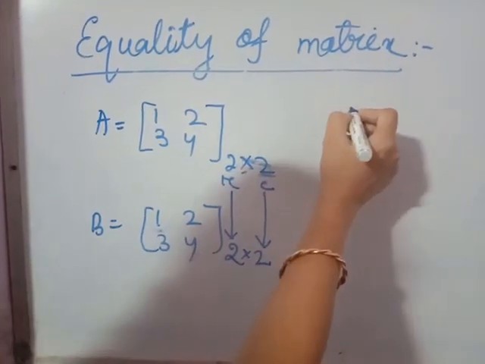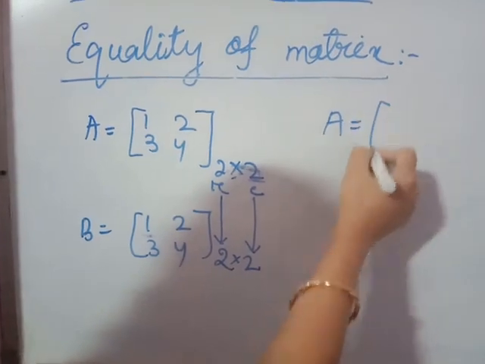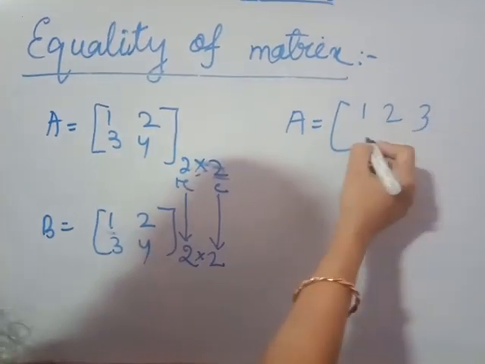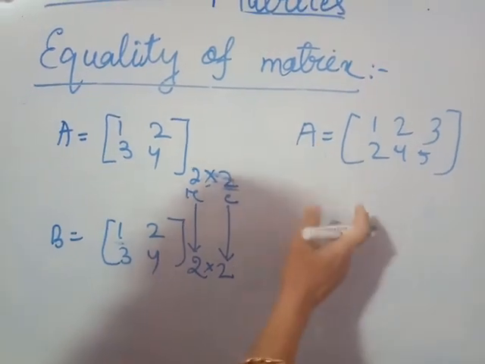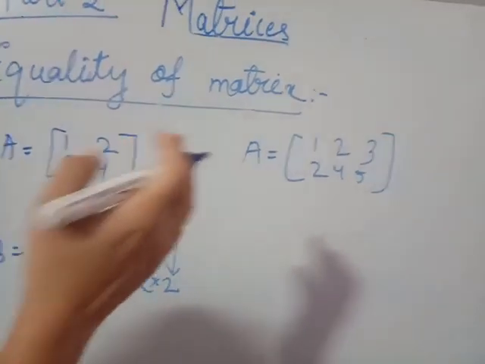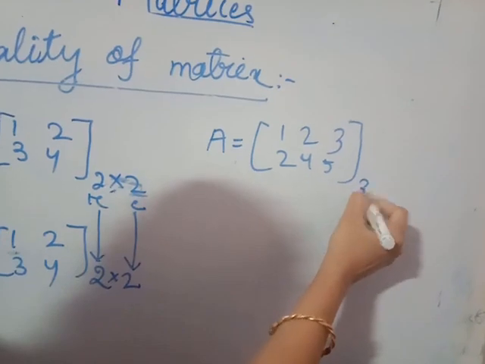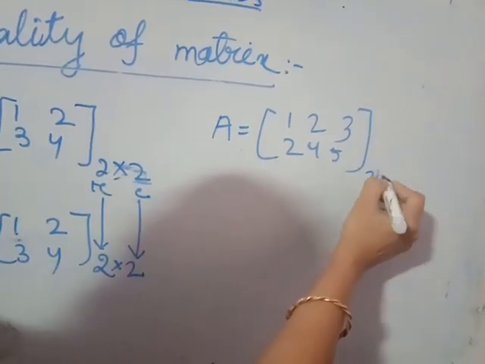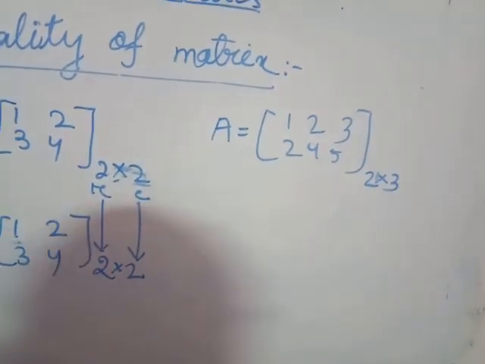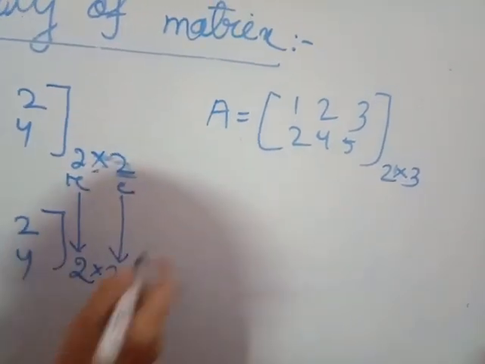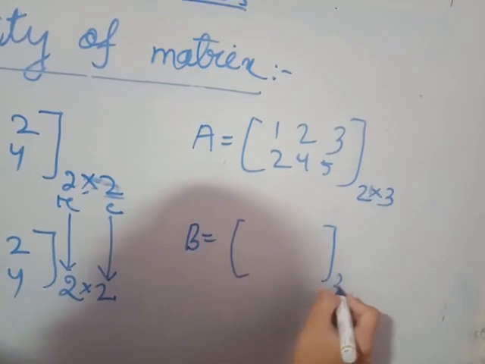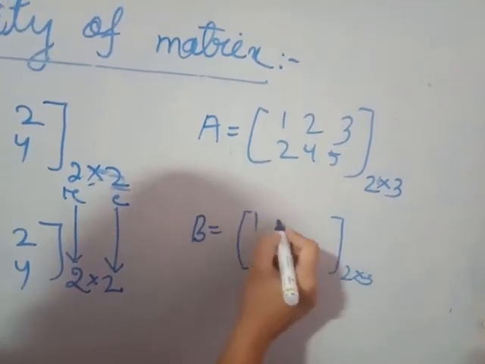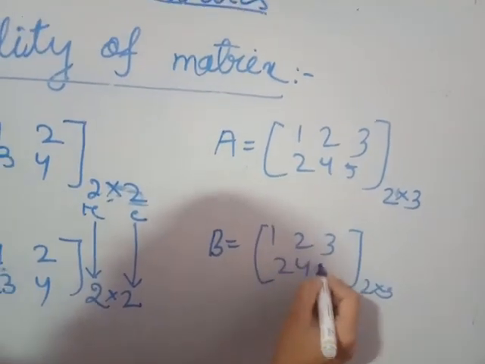Now let's see another one. Suppose another one is 1, 2, 3, 2, 4, 5. So what is the order of this matrix? As you know that is the 2 into 3 matrix. So here if you want to do the equality of a matrix, suppose another matrix, that must be of order 2 into 3 and also the elements are 1, 2, 3 and 2, 4, 5.